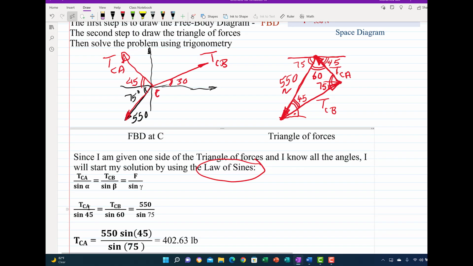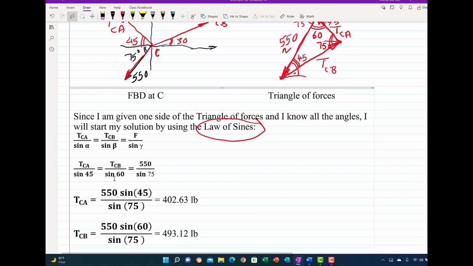So I have TCA facing the angle 45, so it's going to be divided by sine 45, and then TCB facing 60, so it's divided by sine 60, and then the force 550 divided by the facing angle, which in this case is 75. So now I have two equations in two unknowns. How are we going to start the solution?